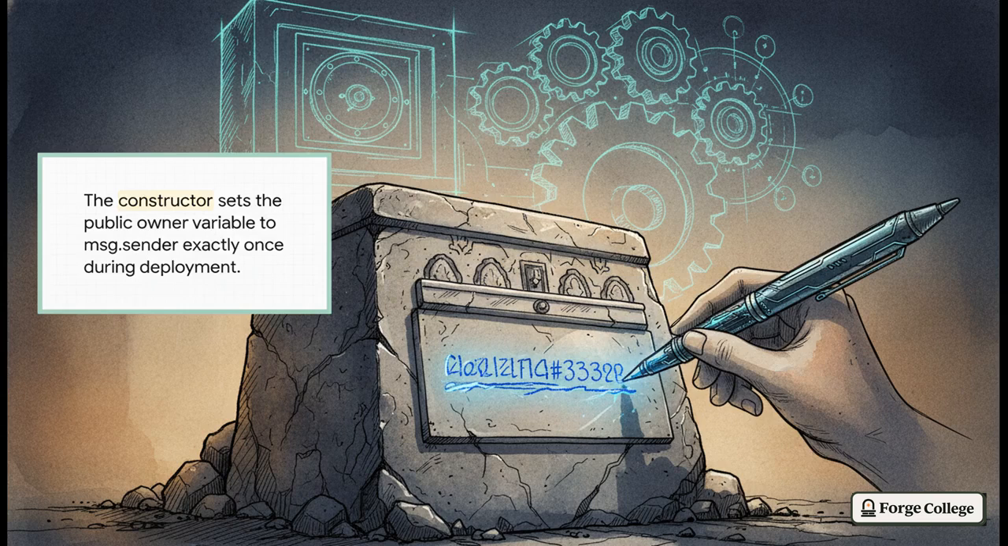Then, right below that, we ink in our constructor. A constructor is just a special function that runs exactly one time at the exact moment the contract is deployed. Inside it, we set owner equal to msg.sender. In plain English, we're taking the digital ID of the person who deployed the contract and writing it down in permanent ink as the owner. We've officially created our VIP list, and it only has one single name on it.